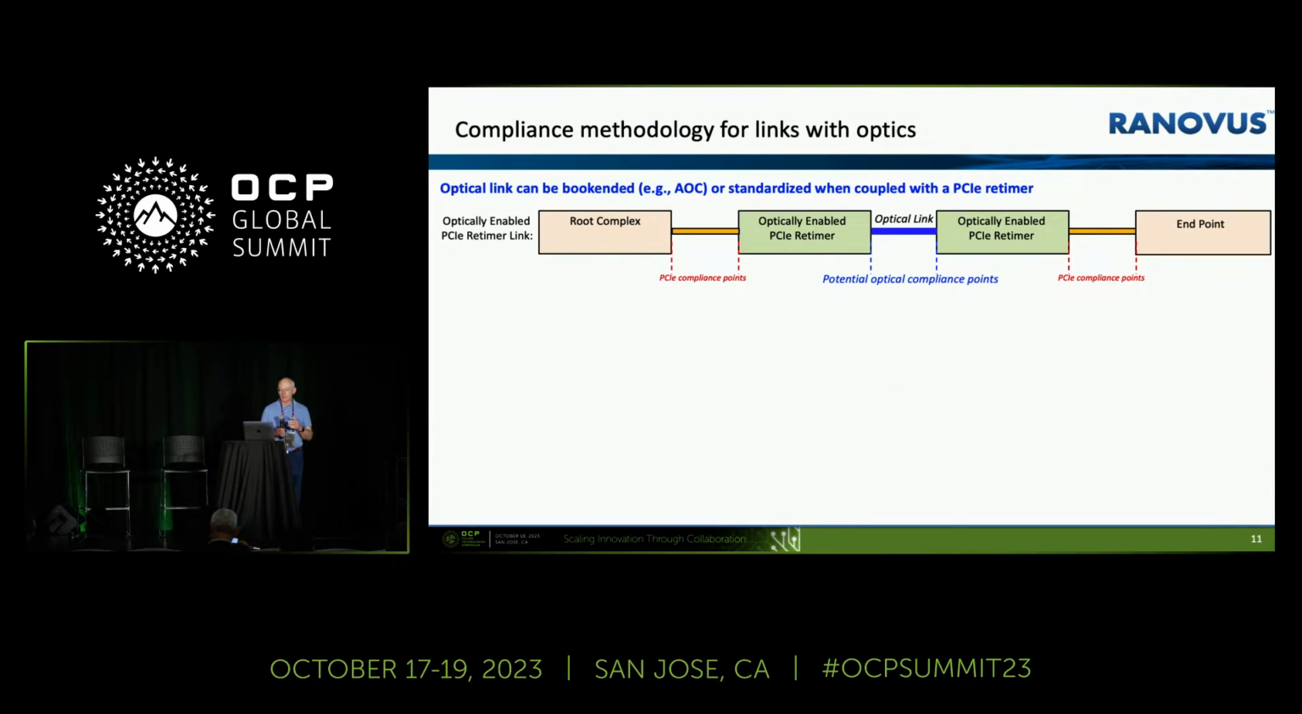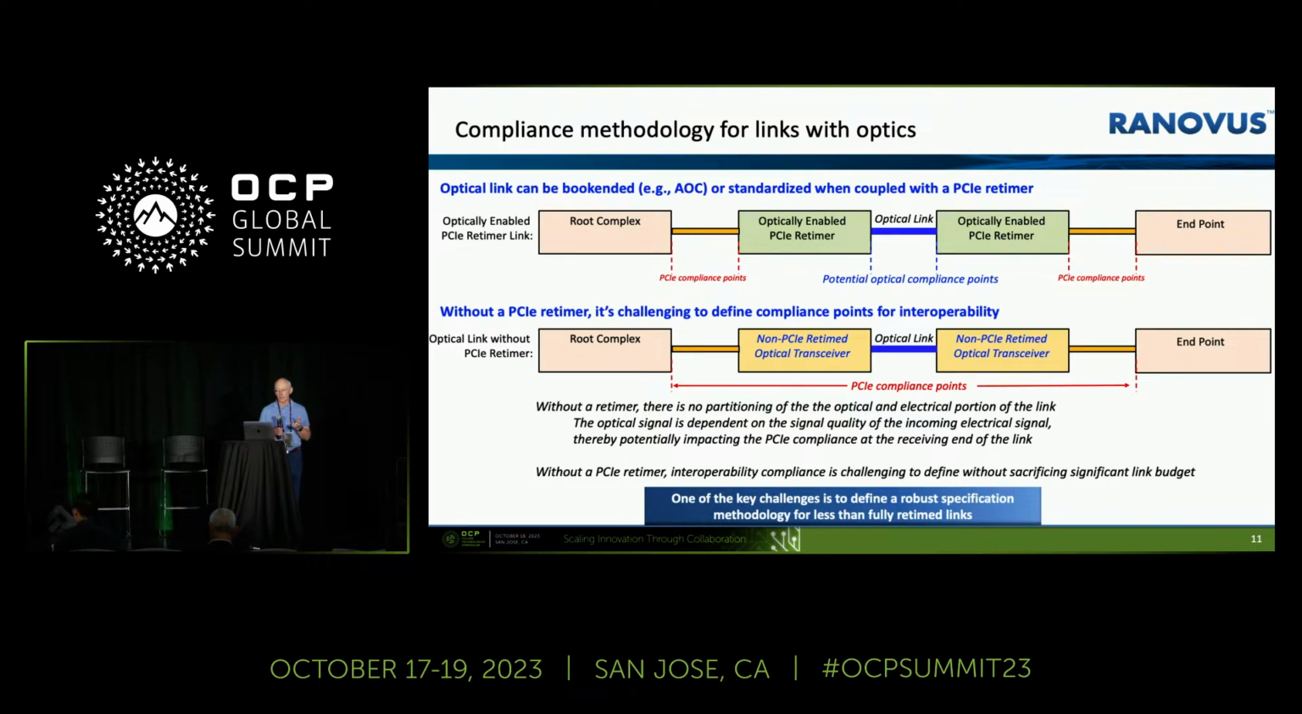So now let's dig into this a little bit more. In this case where we're using these optically enabled retimers, this optical link could be bookended. For instance, it could be an active optical cable, or it could be pluggable transceivers with some kind of optical link standard between them, like in Ethernet, there's DR4 and FR4 kinds of things.